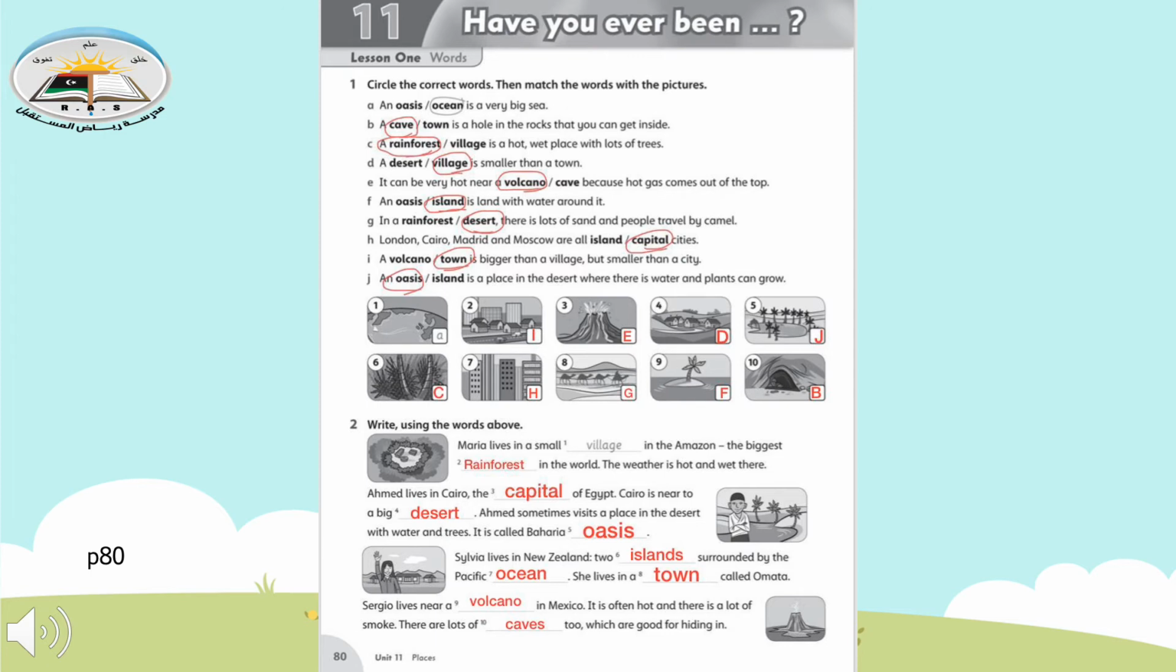Sergio lives near a volcano in Mexico. Number 9, volcano. It's often hot. There is a lot of smoke. There are lots of caves too, which are good for hiding in.